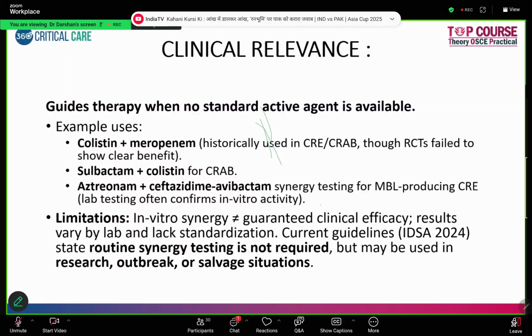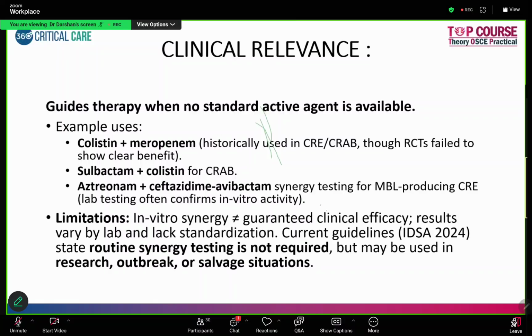So remember, in vitro synergy is not a guaranteed clinical efficacy. When you do synergy testing and it comes negative, sometimes you should still go ahead and give that drug and see, if you have no other options. Sometimes there are other mechanisms by which the drug can act. At that point we understand that combination therapy is the only way forward. We are left with no other option, and out of desperation we are doing that.